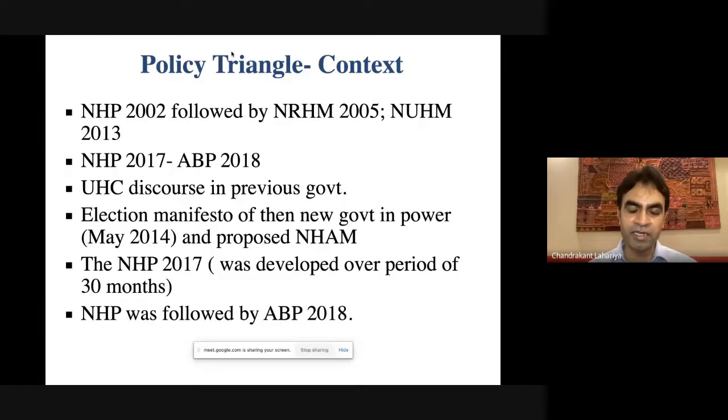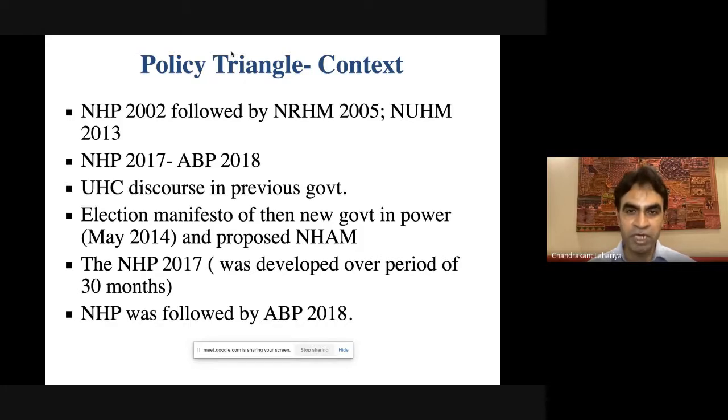The Bharatiya Janata Party led government came into power, and they decided that they will formulate a policy. So there are some changes in the context, and that's how the policies are formulated. Even in 2017, the third national policy was formulated, because then also the NDA government and BJP came into power, which in 2014 formed that they will have a new policy. So there is always a context why a policy is formulated.